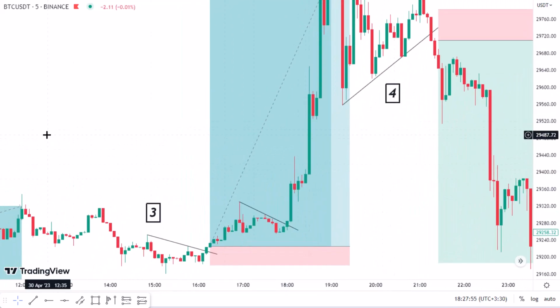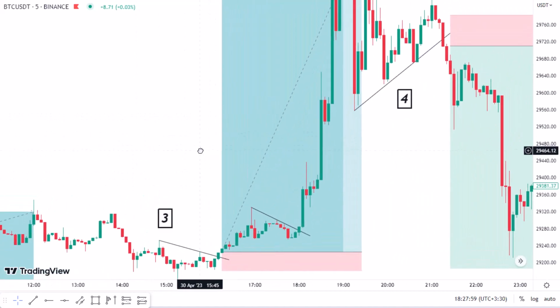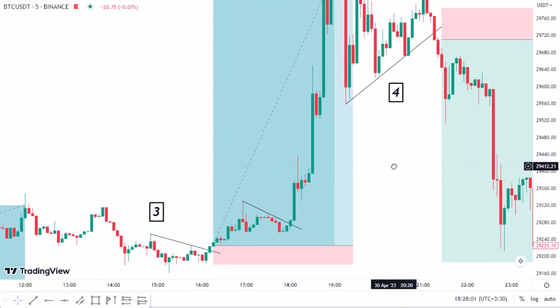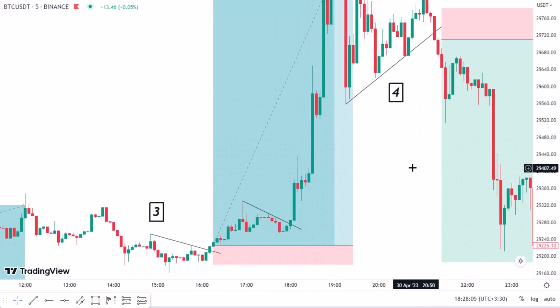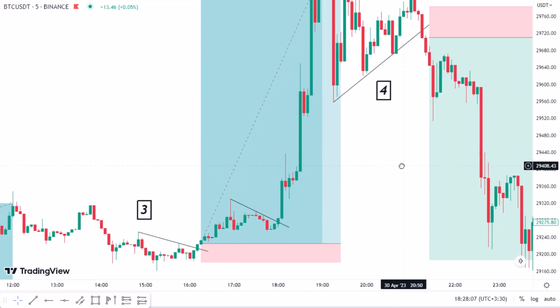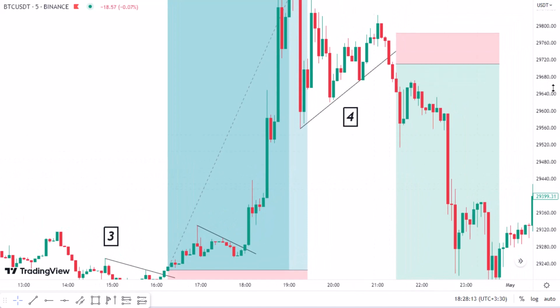And as I told you, this position here had the potential to give us a reward of 15. Some people close it on 5, some people close it on 10, and some people close it on 15. It depends on the person.